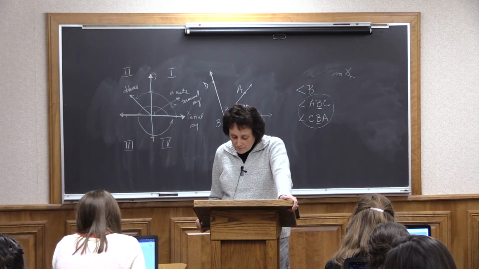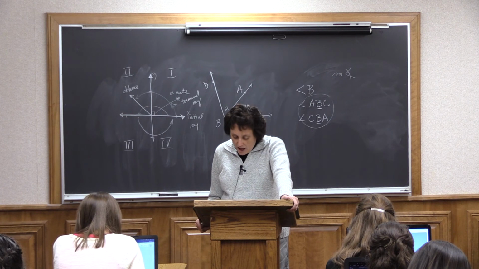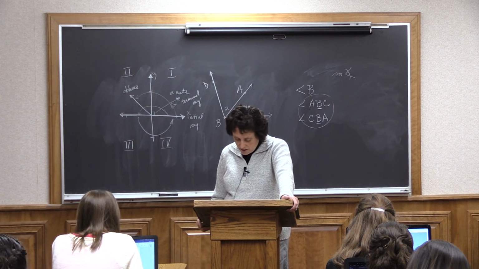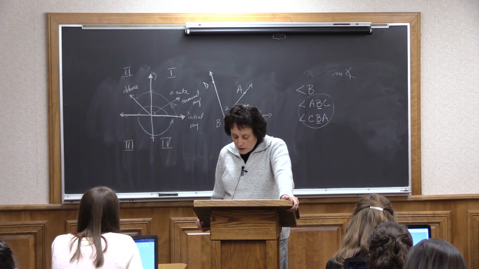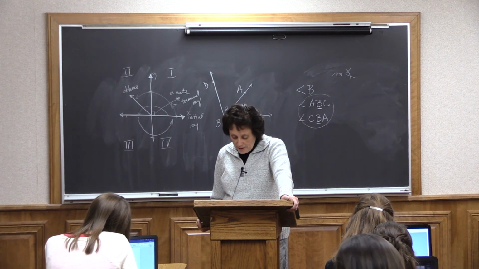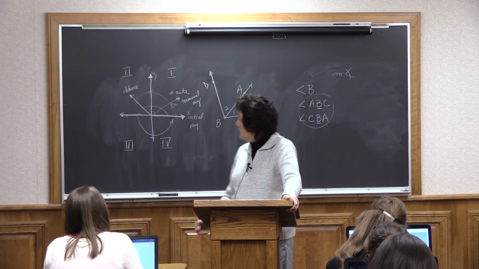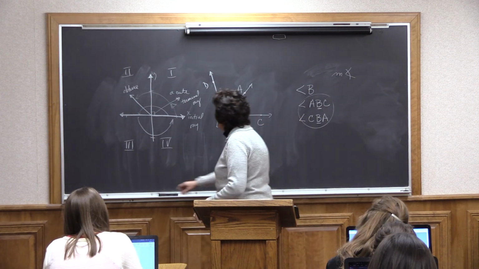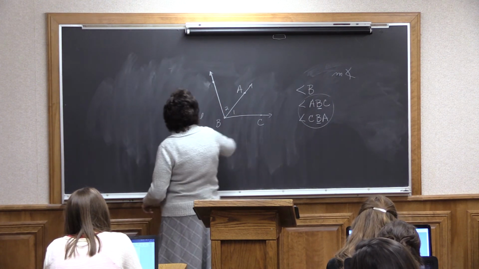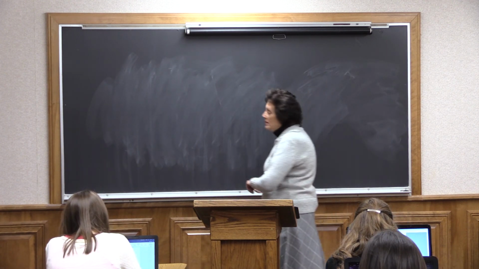All right, so angles can be classified by their measurement, the number of degrees that they contain. Angles are also classified by their location. The first type of angle pairs that we see are vertical angles. Vertical angles are the opposite angles formed when lines intersect.